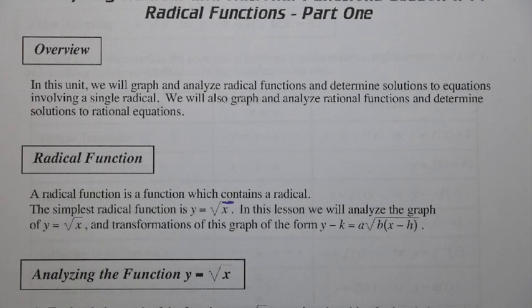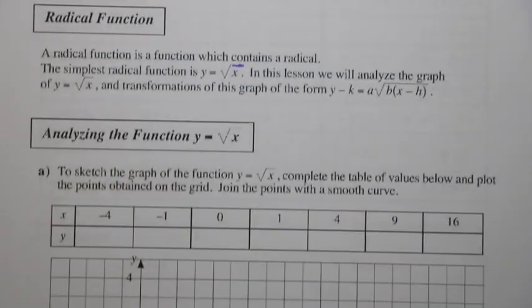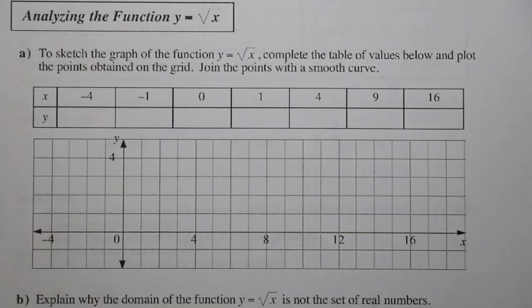Let's analyze the function y equals the square root of x. And what we mean by analyze is discuss the characteristics of the function so that we can recognize it. There's certain characteristics of the function that help us to see that it is a square root function. And so we'll look at those now. So let's use a table of values and then plot the points according to the grid that we have here. And we'll see what it looks like.